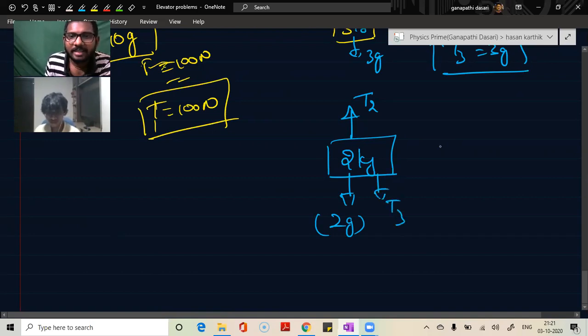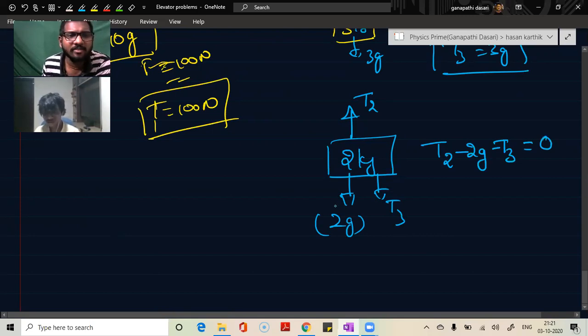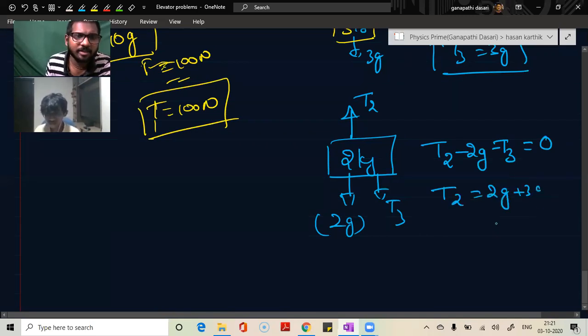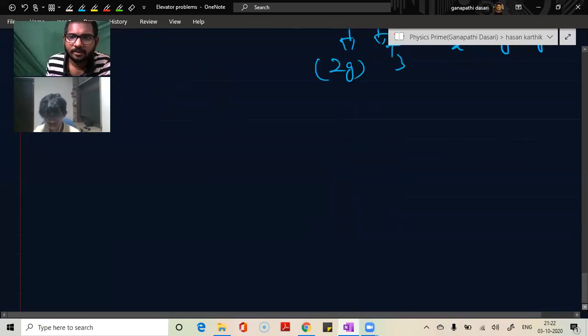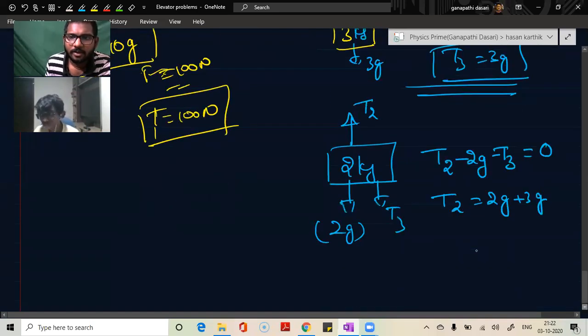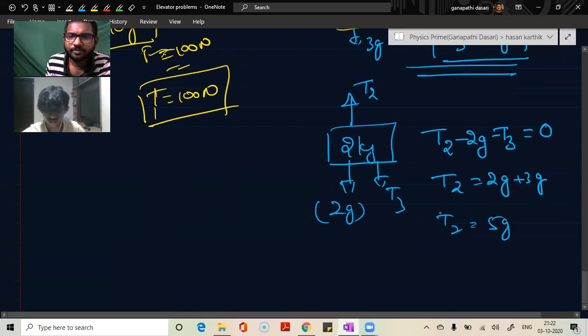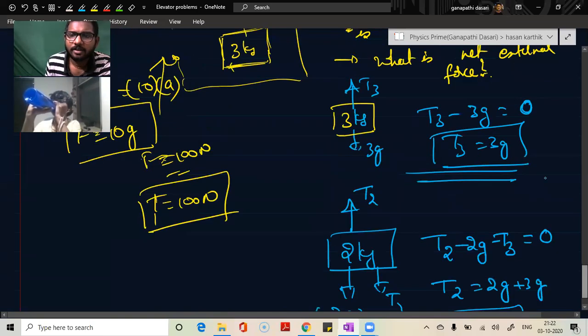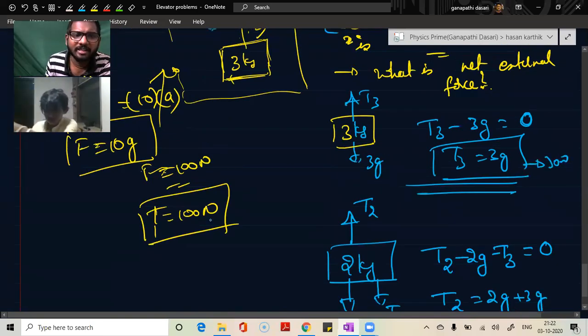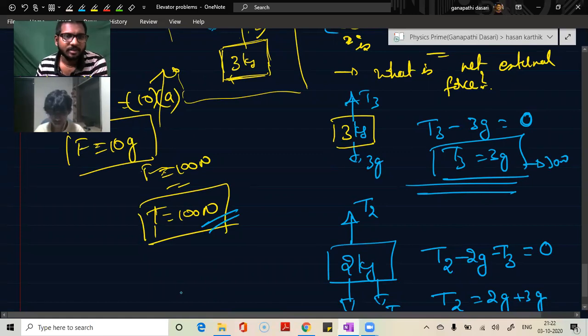Then T2 minus 2G minus T3 is equal to 0 because it's going with constant velocity. T2 is equal to 2G plus T3, and T3 is nothing but 3G, which we got in the previous body. Then T2 is equal to 5G, that is nothing but 50 Newtons here. T3 is 30 Newtons here. T1 we got 100 Newtons, okay? That force is 100 Newtons.